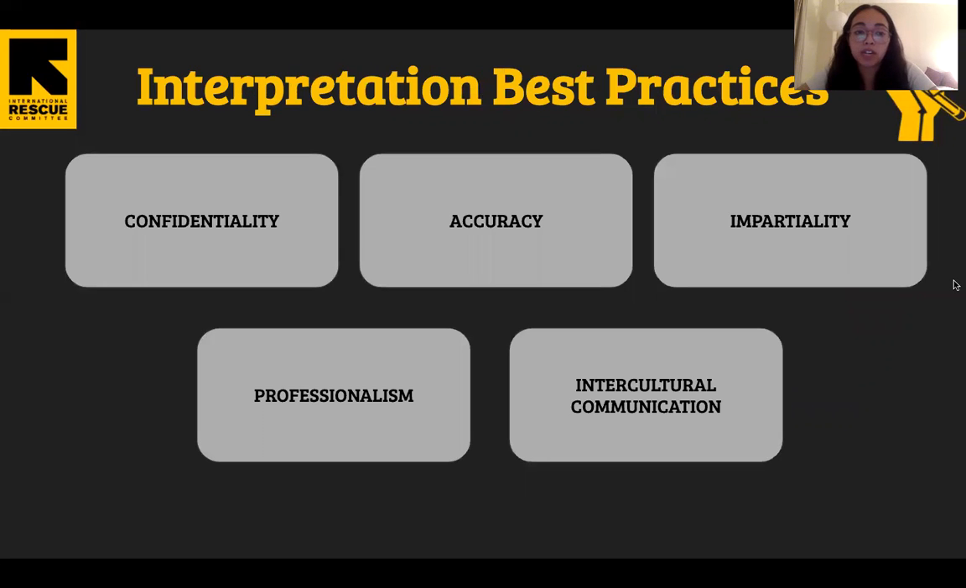Best practices for interpretation. We will review confidentiality, accuracy, impartiality, professionalism, and intercultural communication.